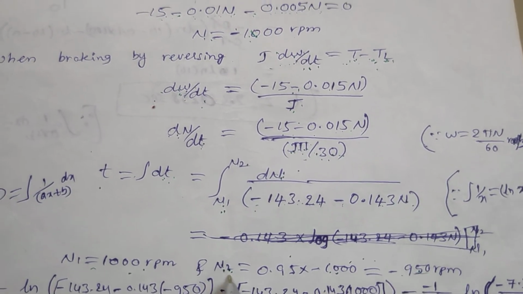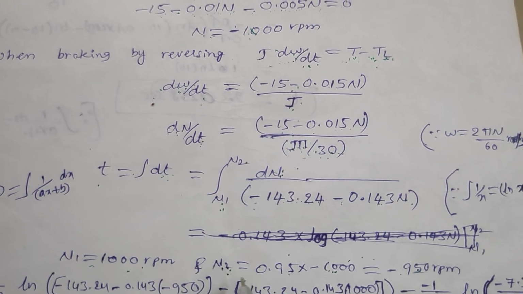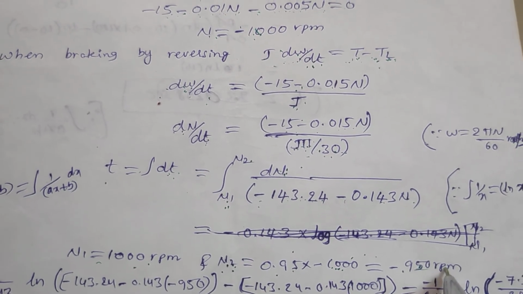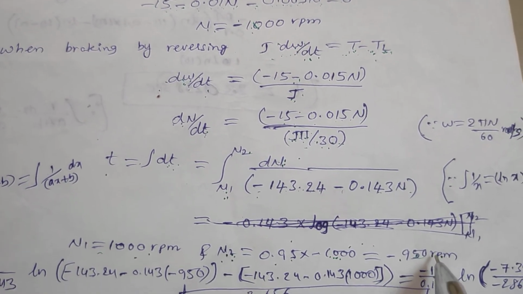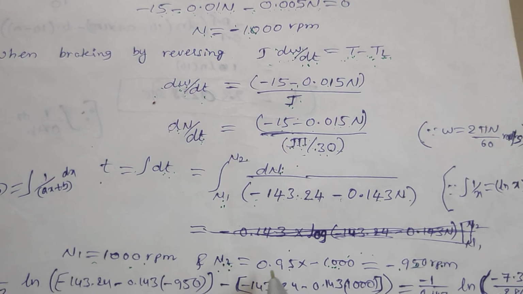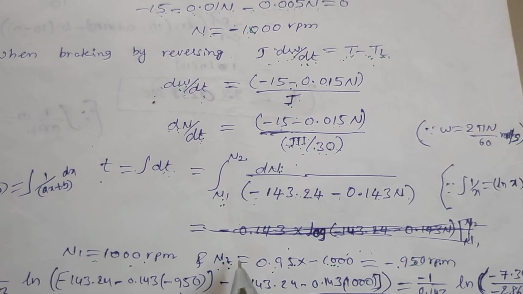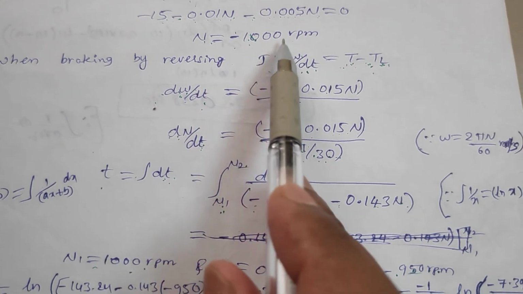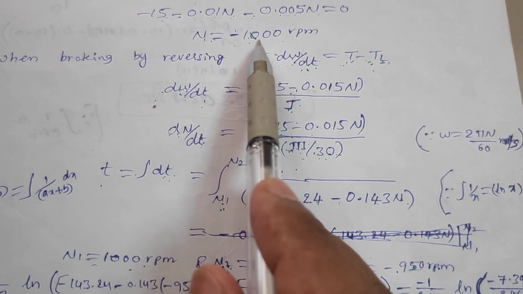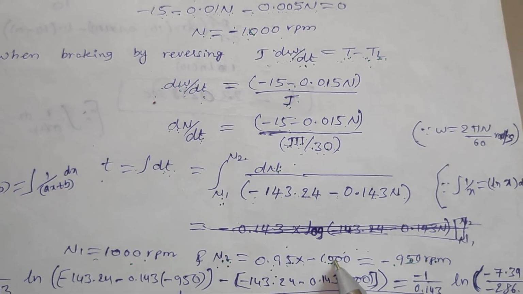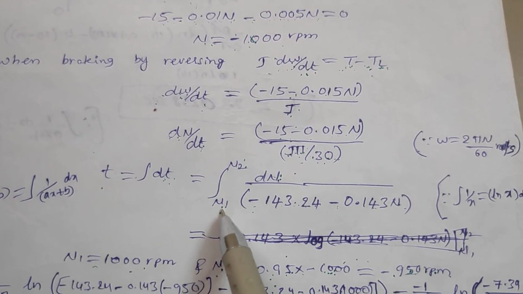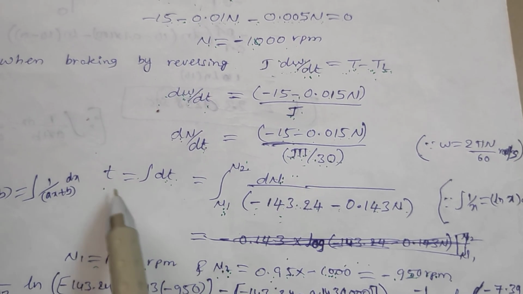Otherwise, you can directly consider n2 as 95% of the final speed. After speed reversal, the speed is minus 1000 rpm under steady state. So I am considering 95% of minus 1000, that is minus 950 rpm. Here you may get a little more time, but this is also fine. So minus 950 rpm is the final speed. By substituting these limits in this equation and integrating, you will get the time.